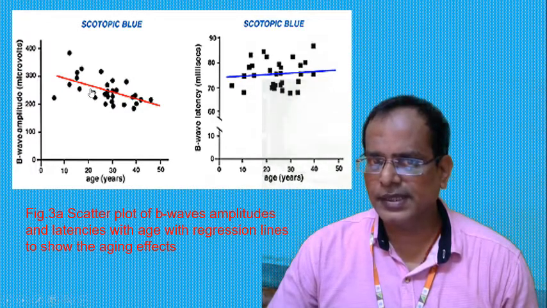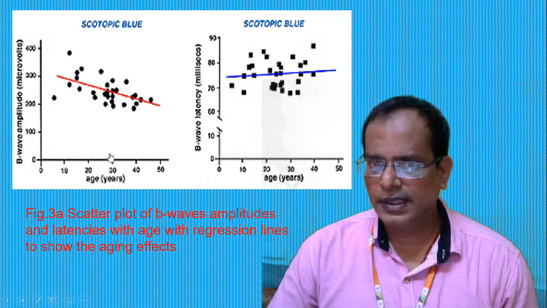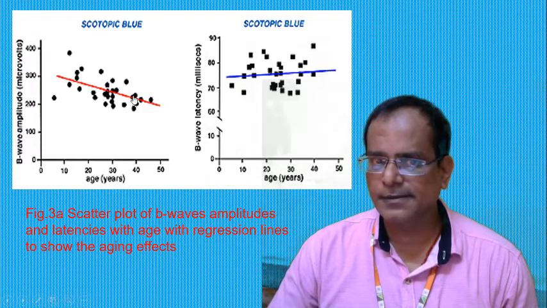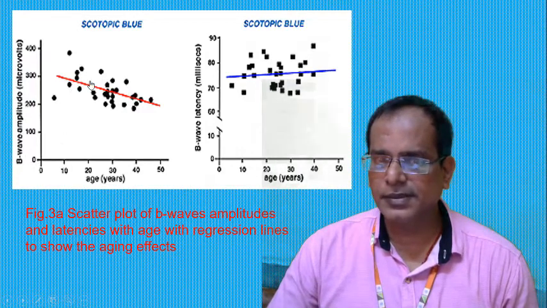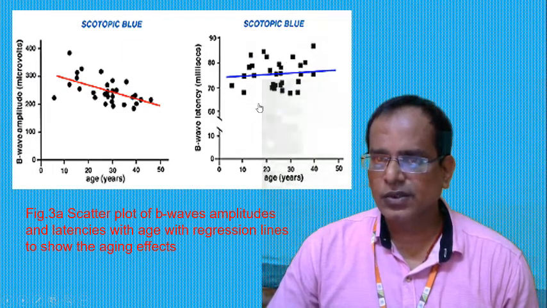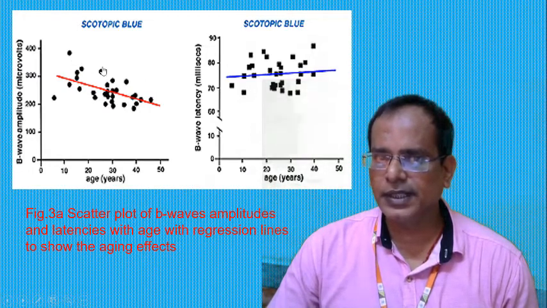Okay. So the B wave scattering is higher at age 30, and it has been discriminated with the help of regression lines. Here the B wave amplitude has been given. So it is telling about normal and abnormal categories of these scotopic blue responses according to age. So below this line is normal, above this line is abnormal B waves. So the amplitude varies here.